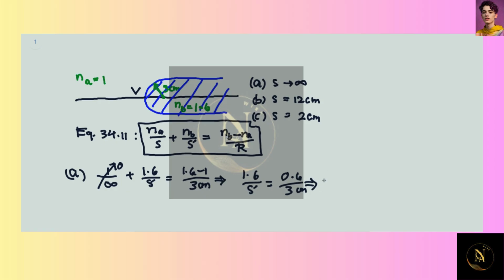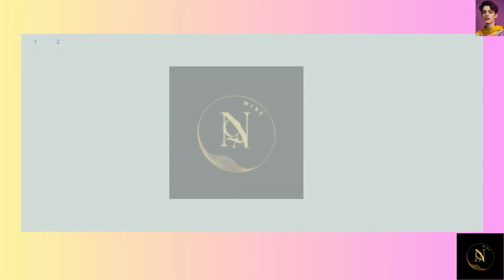And then you do a little bit of rearranging, and you find that S prime is equal to 3 centimeters over 0.6 multiplied by 1.6. So let me just put a multiplication sign there. And this gives us that S prime is equal to 8 centimeters. So let's move on to parts B and C.